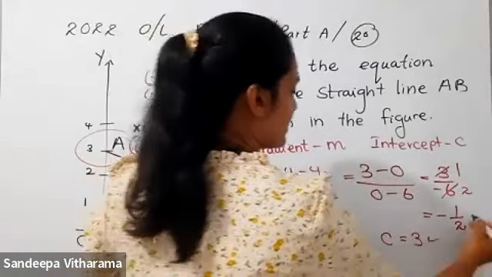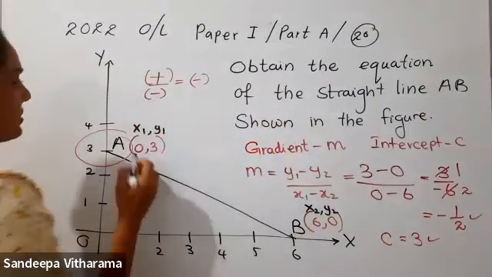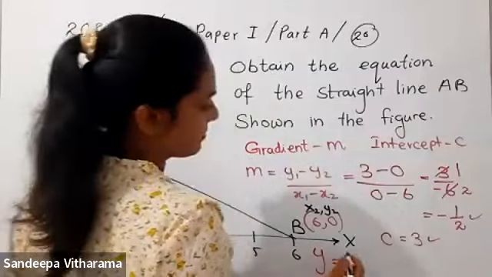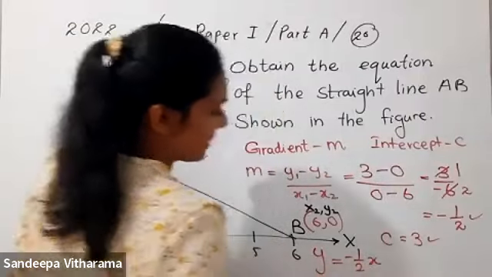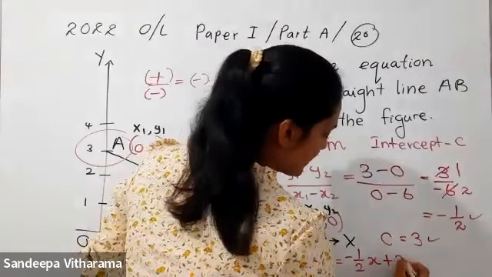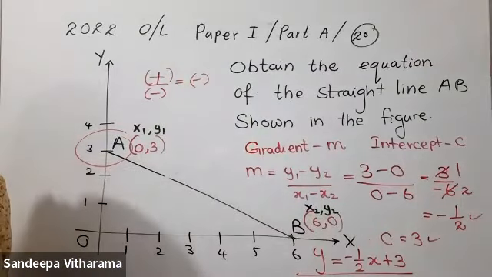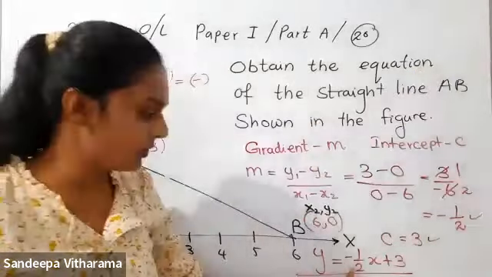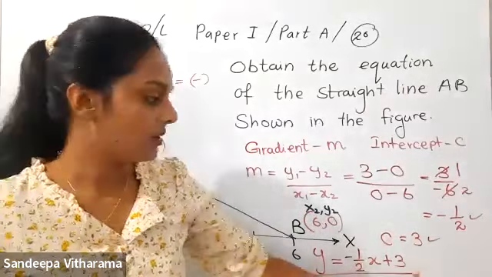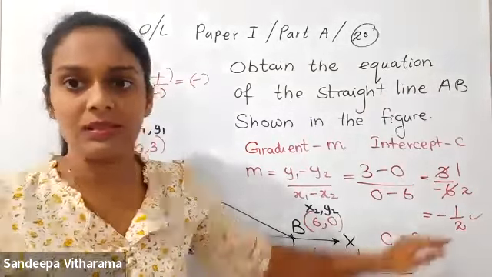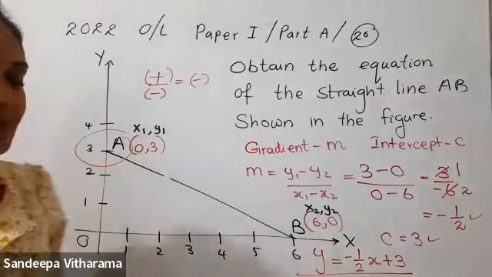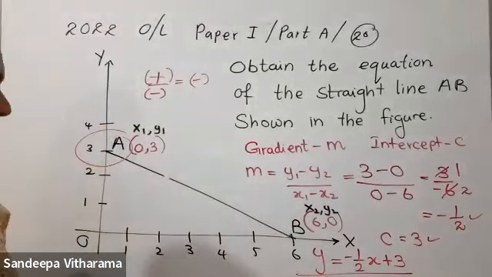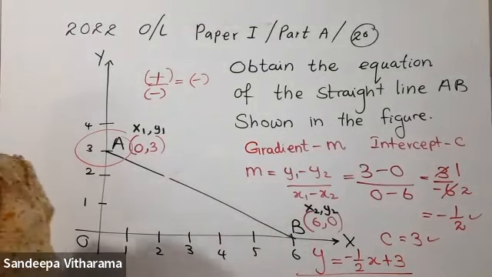Okay. After finding these two, you can write the equation of the graph. It is y equals m, where m is minus 1 over 2, times x, and c is 3. This is the answer, because they asked to find the equation. When you find the equation, you have to find the coefficient of x, the gradient, and the constant term, the intercept. Separately, you can find these two and write the answer. In some questions, they have asked only the gradient of the given straight line. Write down the answers.